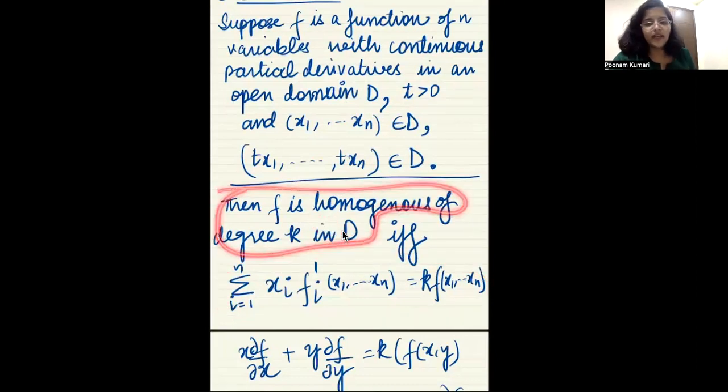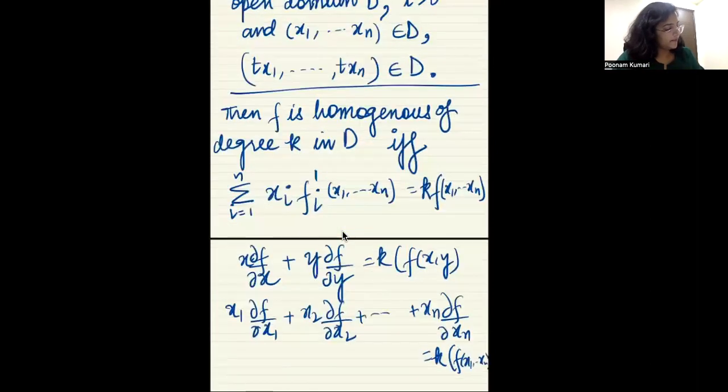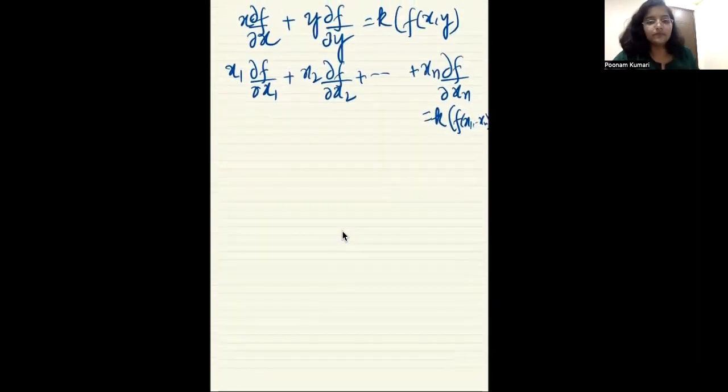and if my function is homogeneous of degree k, then this condition should be satisfied. तो यहाँ पे again if and only if है, मतलब this statement goes both sides. So if this is true, then this is true, and if this is true, then this is true. It goes both sides. Okay? Is it fine? Yes, ma'am.